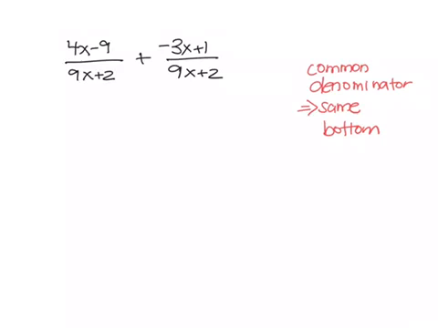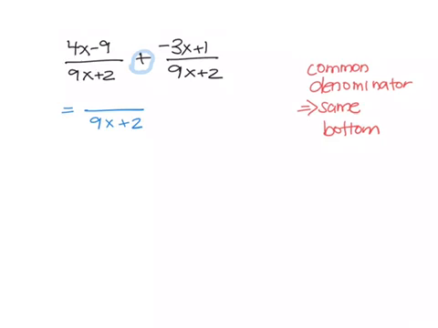If you look at this first one, we have two fractions being added together. It's important to pay attention to the sign that connects these. This is an addition problem. So when we add these, our denominator is going to stay the same. That denominator, the bottom, is going to stay 9x plus 2. I'm only concerned with combining the tops, or the numerators.